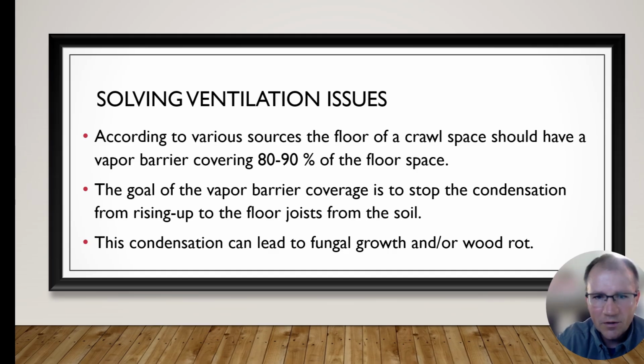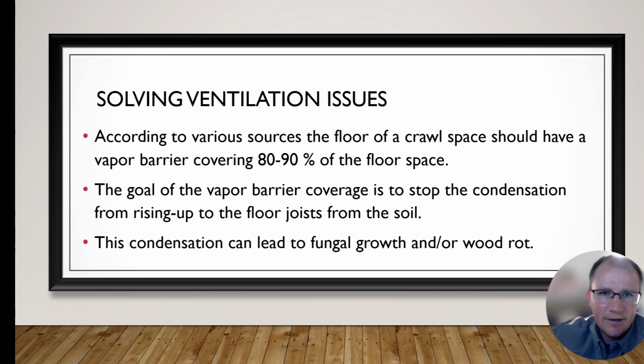According to various sources, the floor of a crawl space should have a vapor barrier covering 80 to 90% of the floor space. The goal of the vapor barrier coverage is to stop the condensation from rising up to the floor joist from the soil. The condensation can obviously lead to things like fungal growth and/or wood rot.